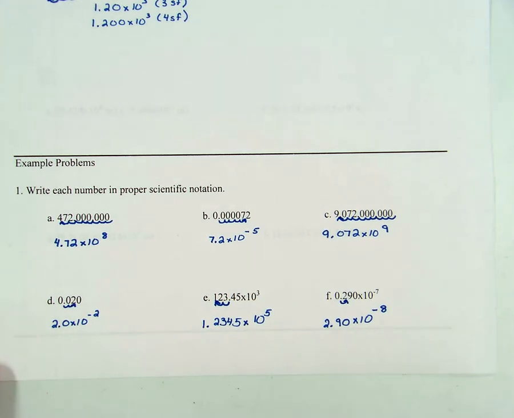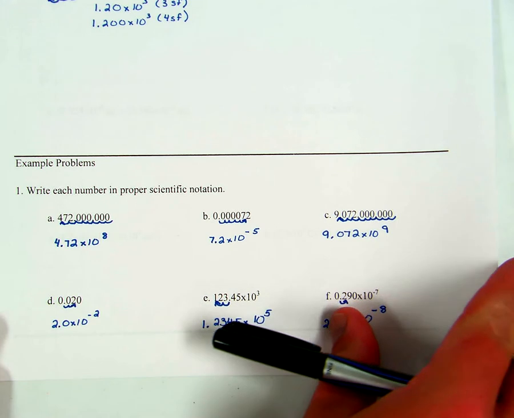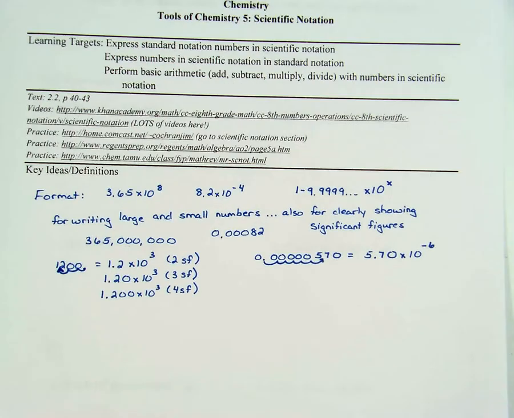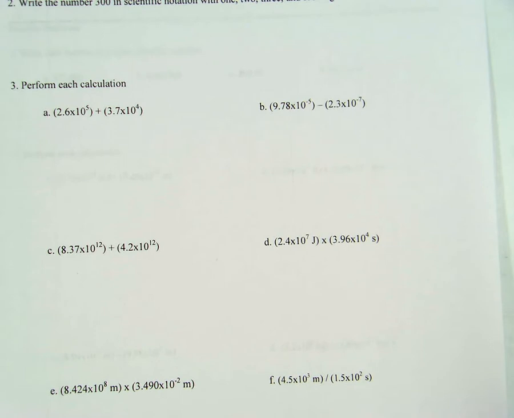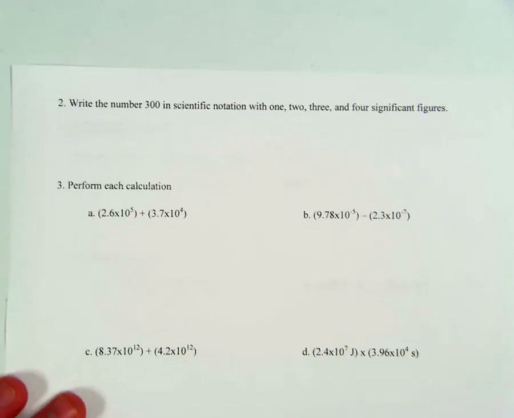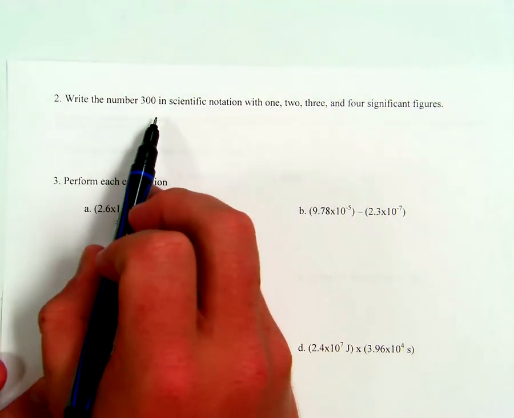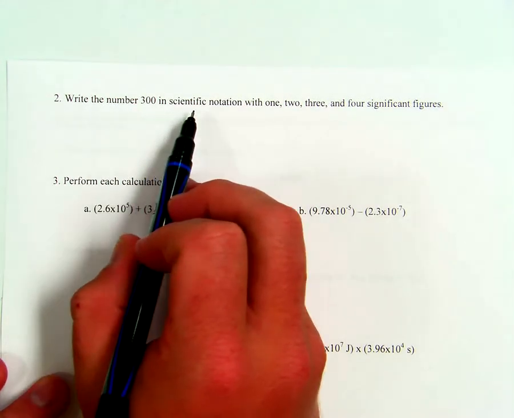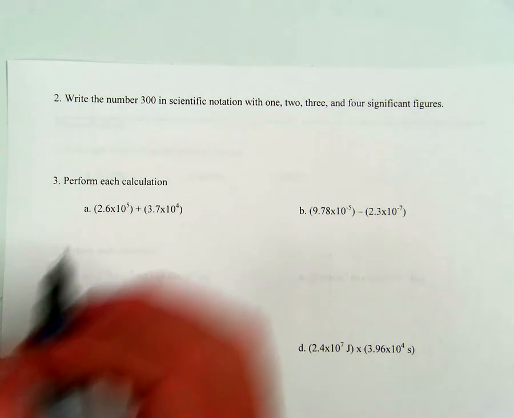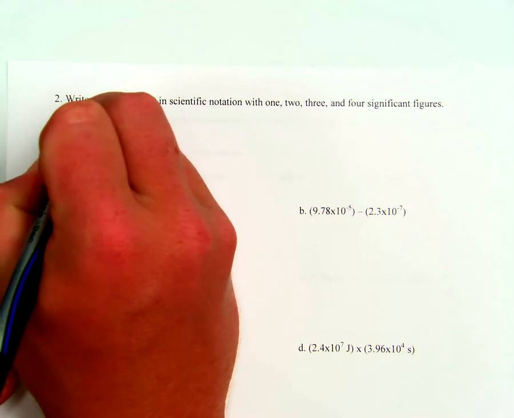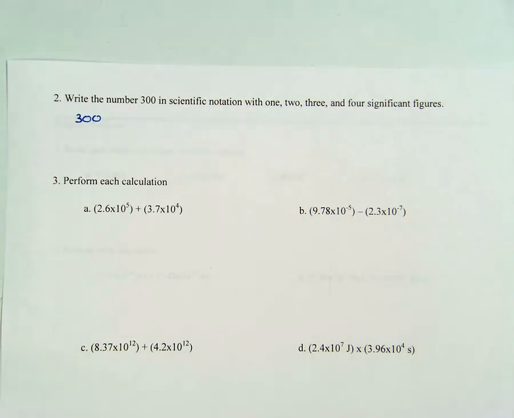Alright, one other example problem I want to look at here. It's at the top of the next page. We'll come back to this key ideas part here in just a second. Number 2 here. It says, write the number 300 in scientific notation with 1, 2, 3, and 4 significant figures. So we're actually going to write this thing 4 different times. Okay, so let's just write the number 300 here. Don't worry about getting the right number of sig figs yet. Let's just consider what this would be in scientific notation.